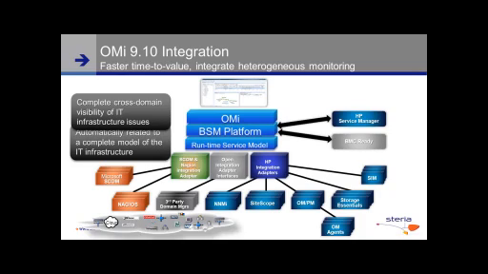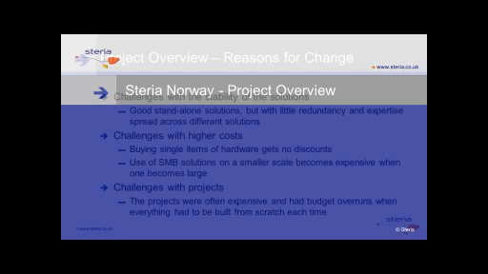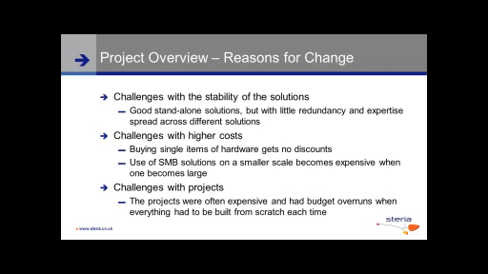So what was the actual project that we were doing? So as I said, we were looking to standardize. We had challenges with the existing solution that was there. There was little redundancy across the existing platform. We had higher costs because we were buying at a project level. We weren't looking at higher discount levels. And often the projects were expensive. We had budget overruns, and we were building from scratch.